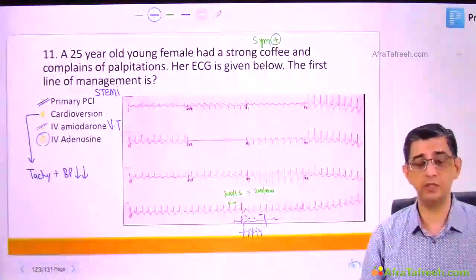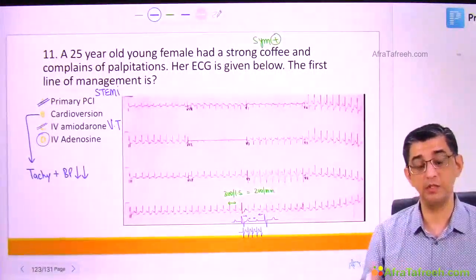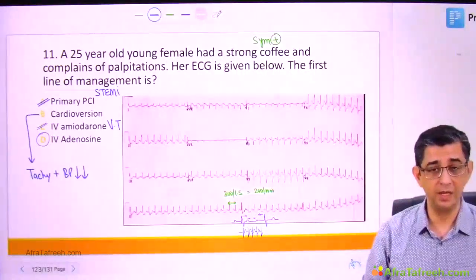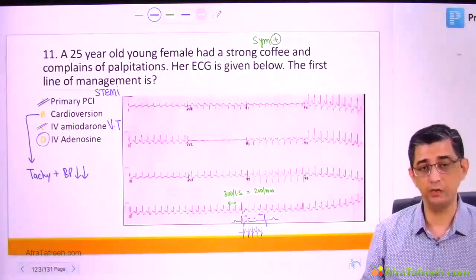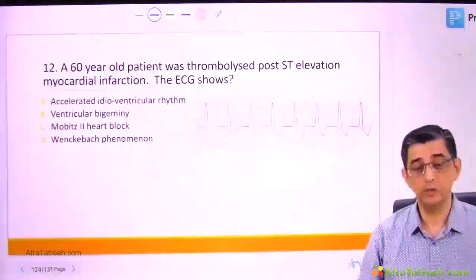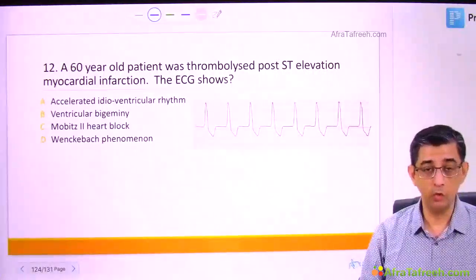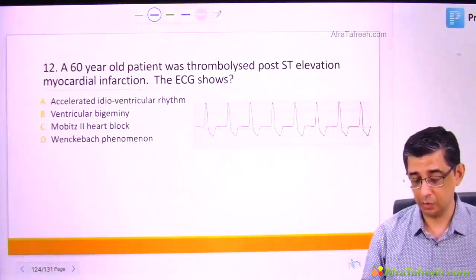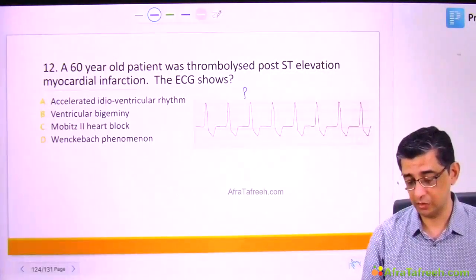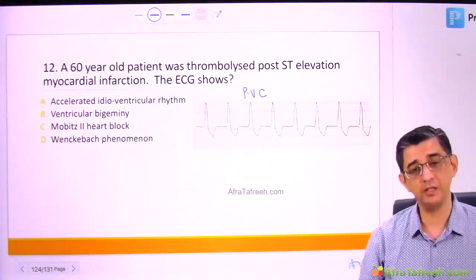Considering the young age of the patient, the sympathomimetic stimulation, and the ECG recording a narrow complex tachycardia, the final conclusive diagnosis of the patient is PSVT. Adenosine should be used in this case. The next question talks about a 60-year-old patient who was thrombolyzed post ST elevation MI, and the ECG is showing these broad QRS complexes, which we can call premature ventricular contractions.